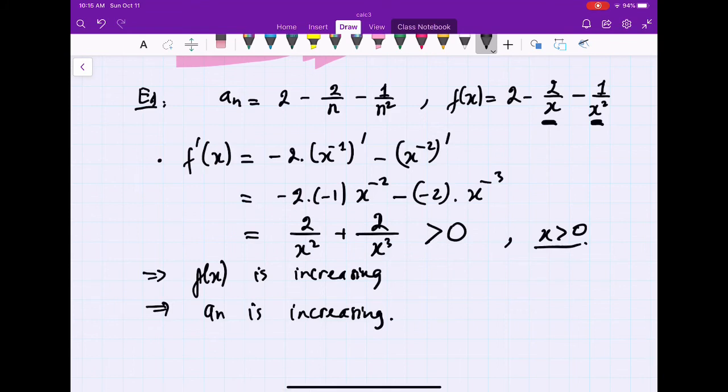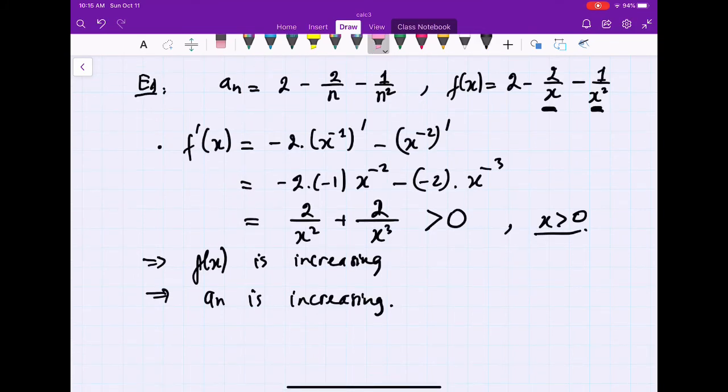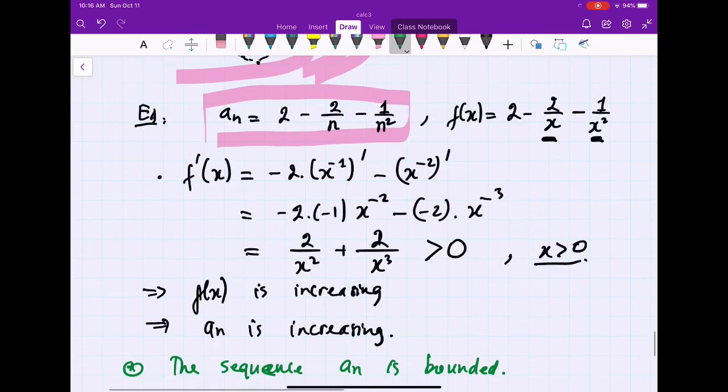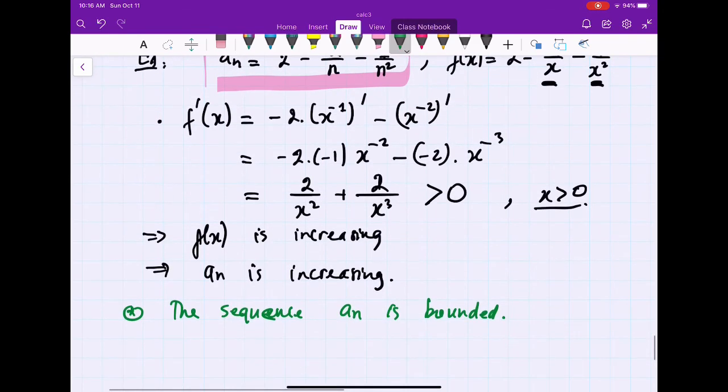All right, now this is very good. As I said, sometimes we may use this property to see if the limit exists or not. So this sequence has another very good property. This sequence is bounded. I write here the sequence a_n is bounded. And of course, in this case, the upper bound is 2, right?